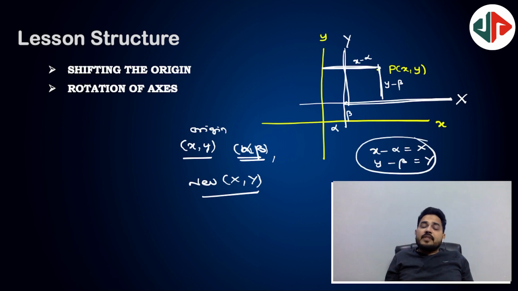The main purpose of shifting the origin is that we can try to eliminate linear terms, etc. But you cannot deal with the x into y term.